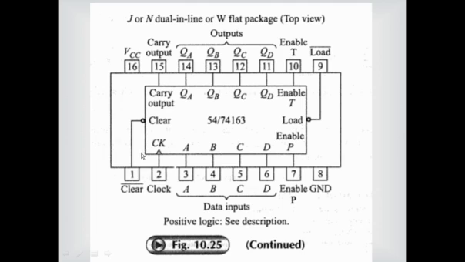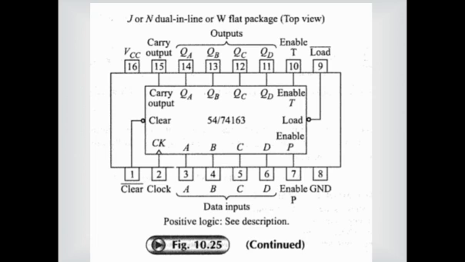Now you have to understand the pin diagram of this one. Pin number 1 is clear, and here the bubble is shown. What does it mean? That means pin number 1 is active low. Whenever you activate this clear, all outputs become 0: QA, QB, QC and QD. They are the outputs of the flip-flops. The MSB is QD, then QC, then QB and the LSB is QA. They become 0, 0, 0, 0.